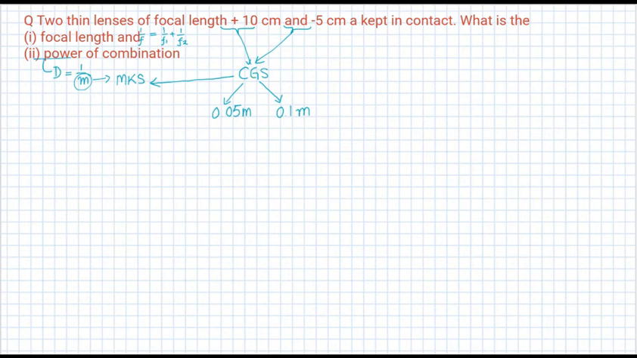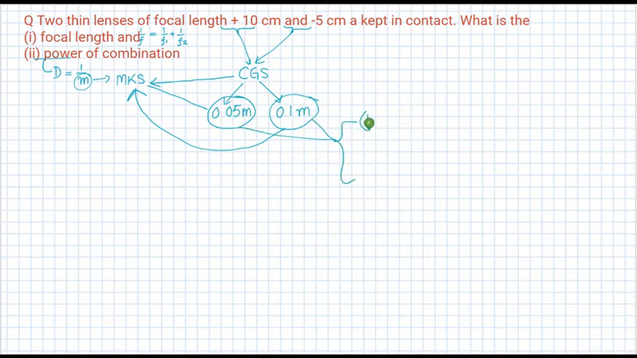Fine. Now these two units are in your MKS system. Right. So first what you will do, you convert 10 to your MKS system, minus 5 centimeter to MKS system. After you are done with this one, then you calculate the focal length. After calculating your f, then you will calculate the power of the lens. Fine. Okay.